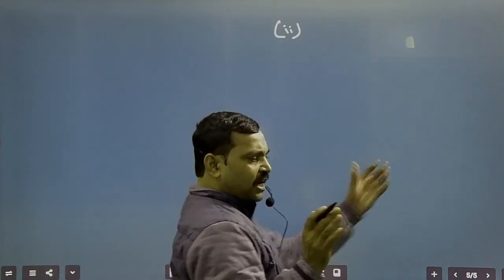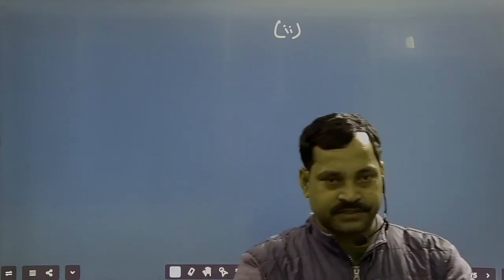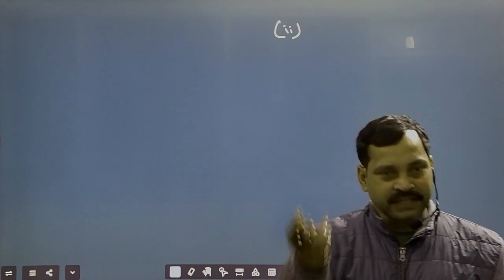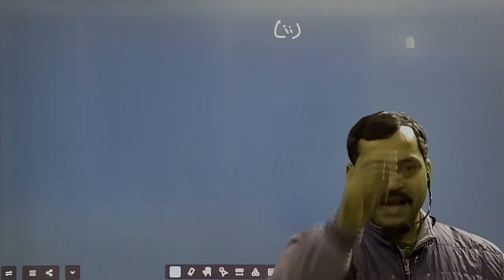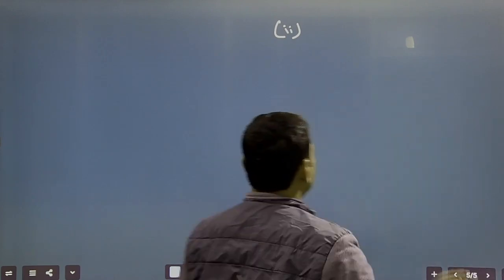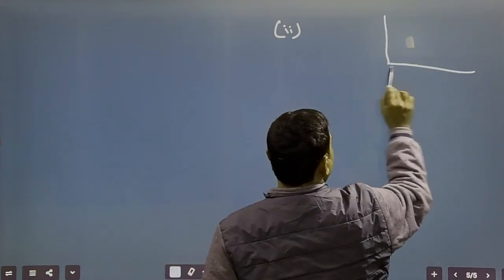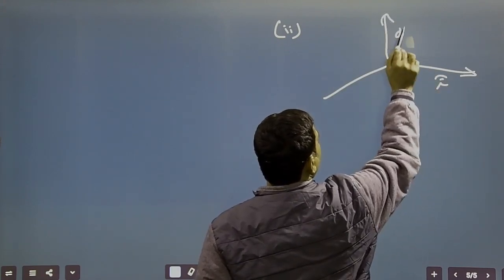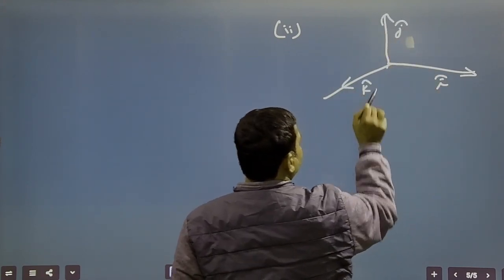the dot product of two orthogonal unit vectors. So you know what orthogonal unit vectors are? Already in our previous class we have discussed i cap, j cap and k cap. So if you have a three-dimensional expression, then the x-axis direction is given by i cap, that is the unit vector. This is j cap, this is k cap, right?